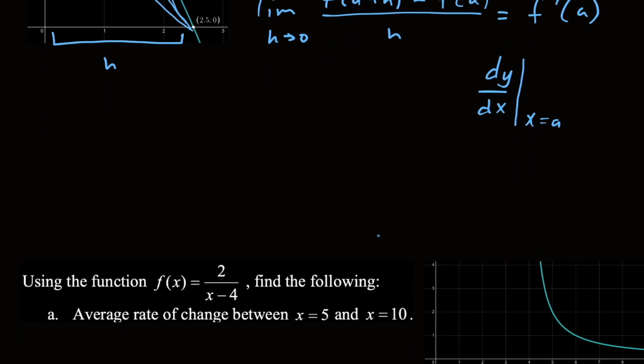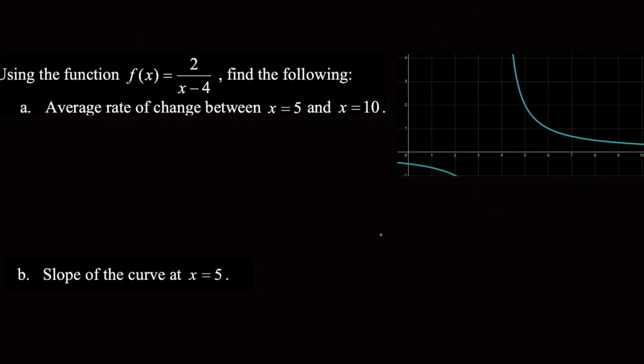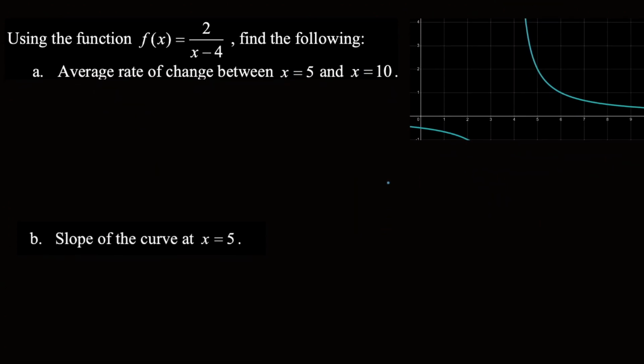All right, so let's go ahead and take a look at an example and see if we can understand it a little bit better. So we have some function, 2 over x minus 4, which we have a graph of here. The first question just says average rate of change. And whenever you see this, realize it's an algebra question. We're just finding the slope.